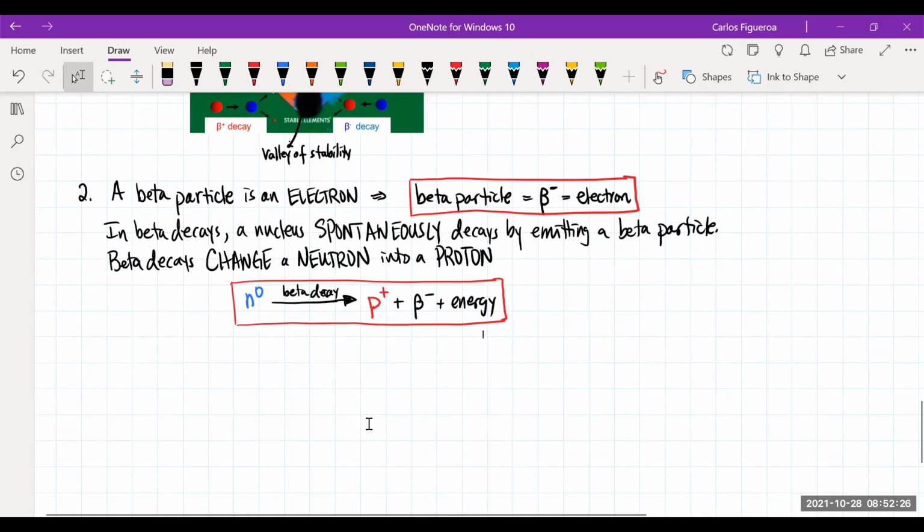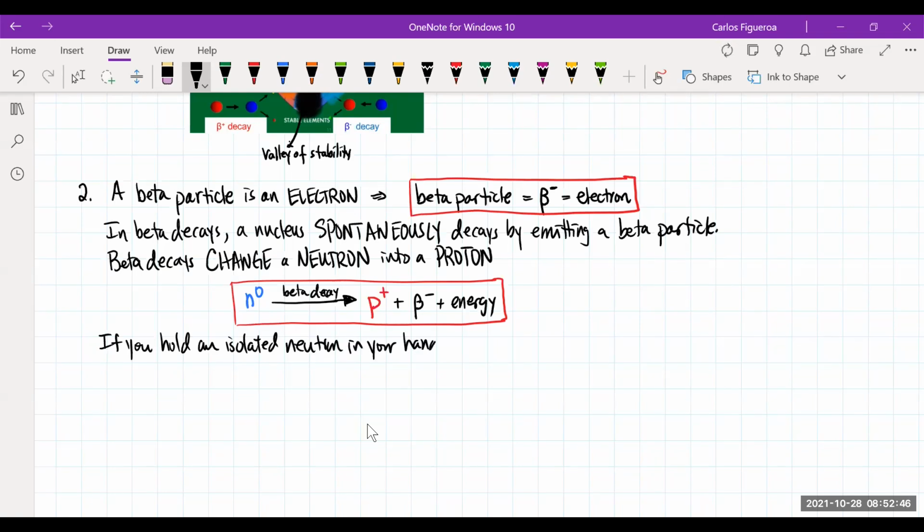So this is why if you hold an isolated neutron in your hand, it decays within 11 minutes. It's not there anymore. And that's the reason why the neutron is an unstable particle.